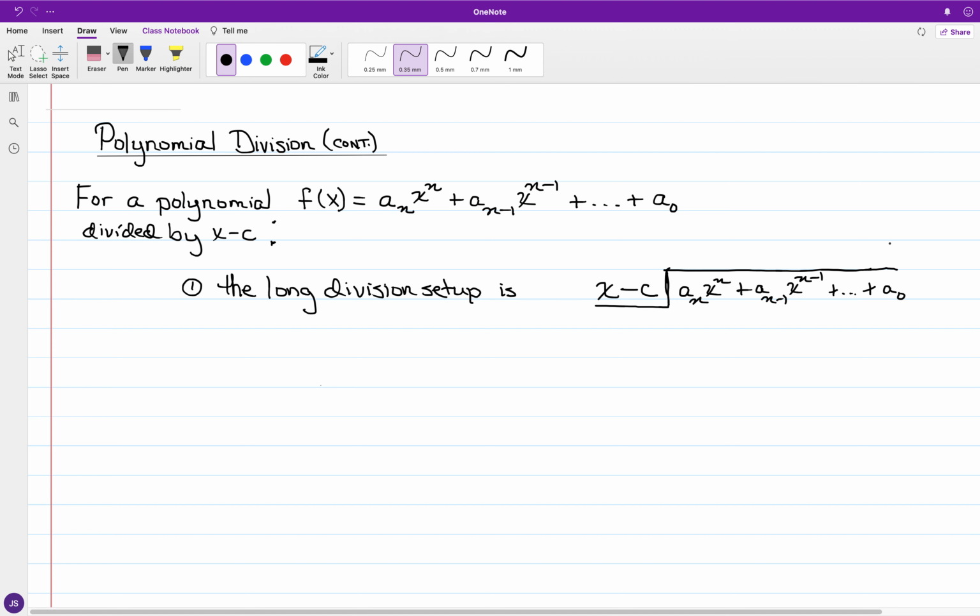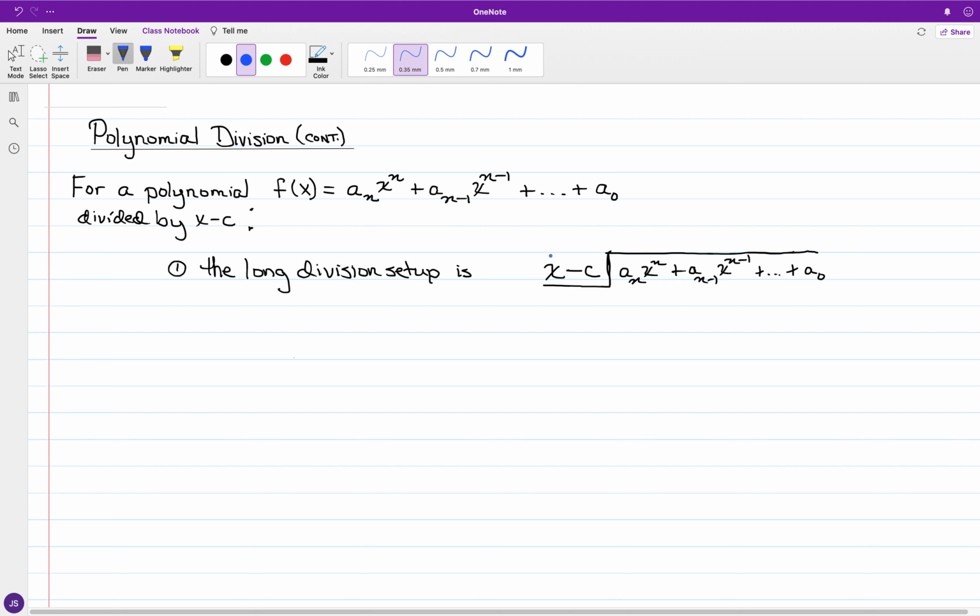Again, just for the terms: x minus c is going to be the divisor, and the polynomial is going to be the dividend. What I'm using to divide into is the divisor, and what is being divided into is the dividend. And this is going to be your long division setup.